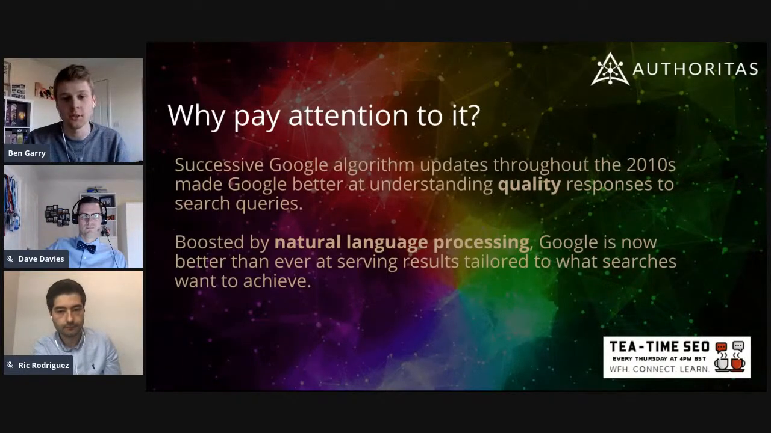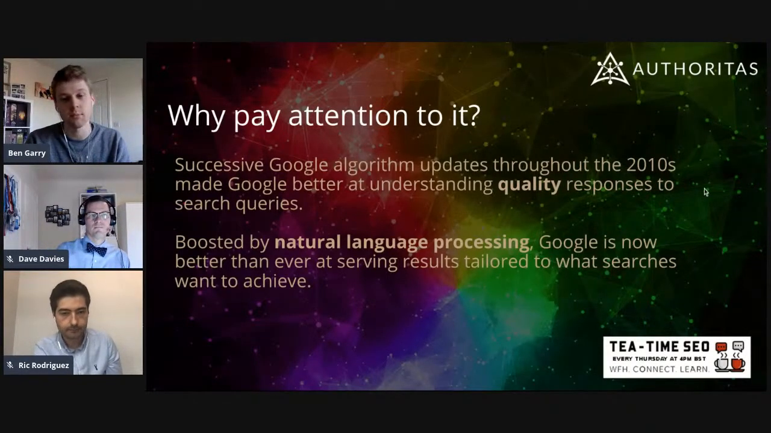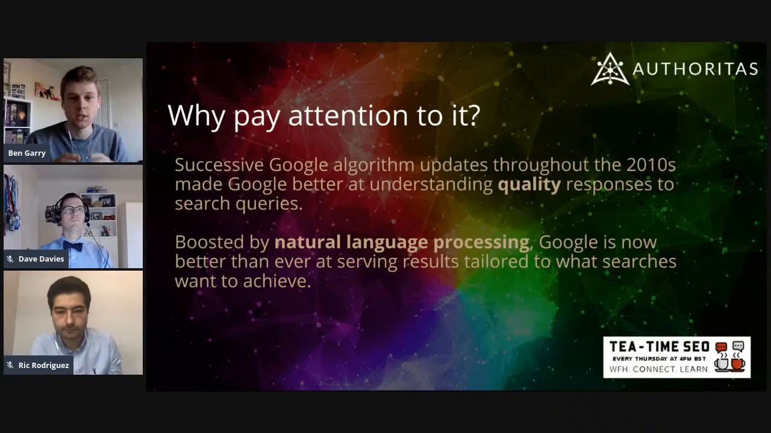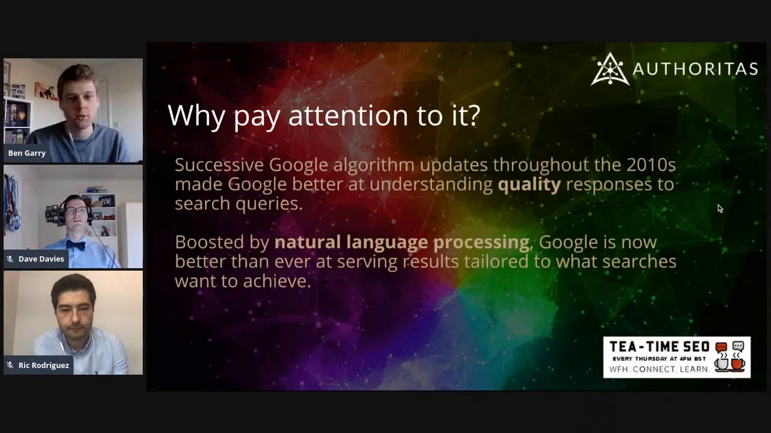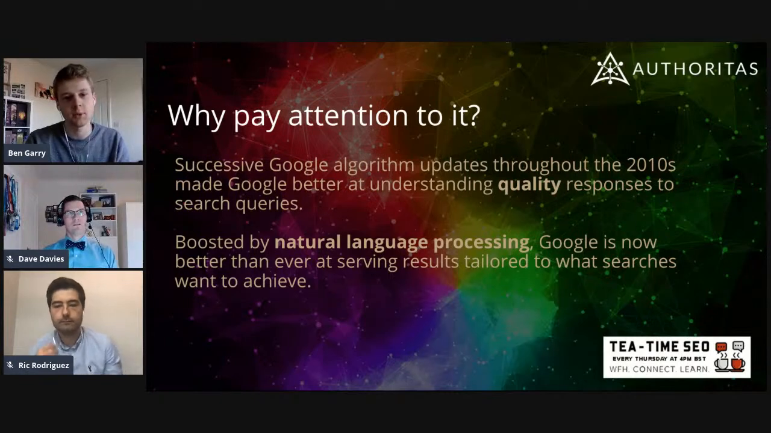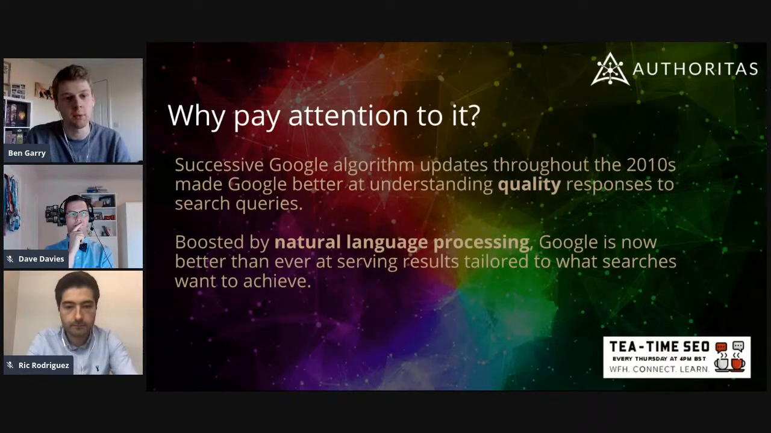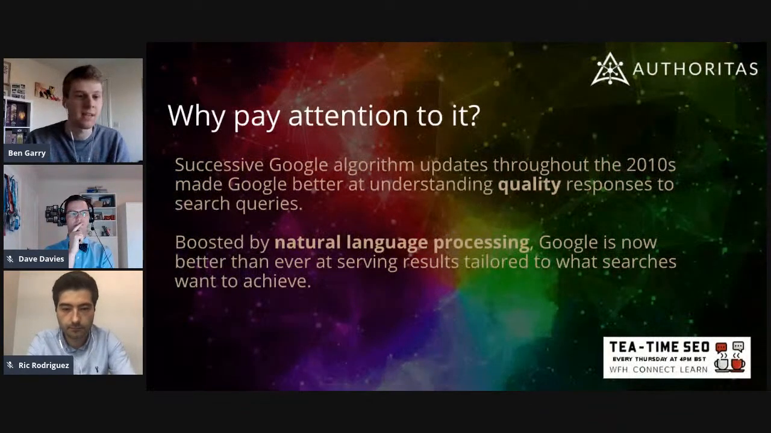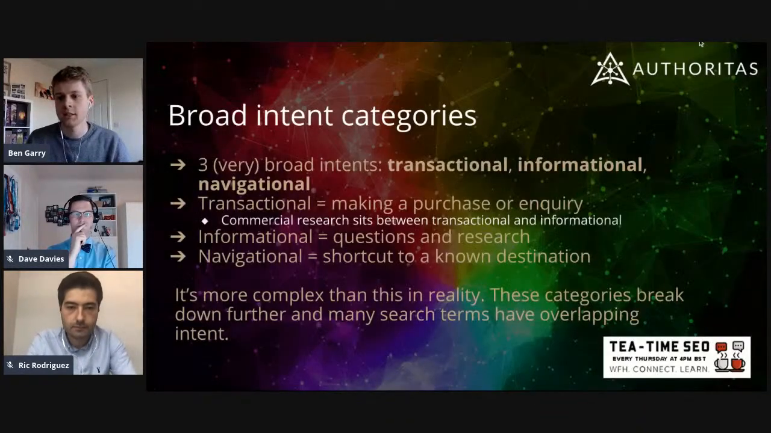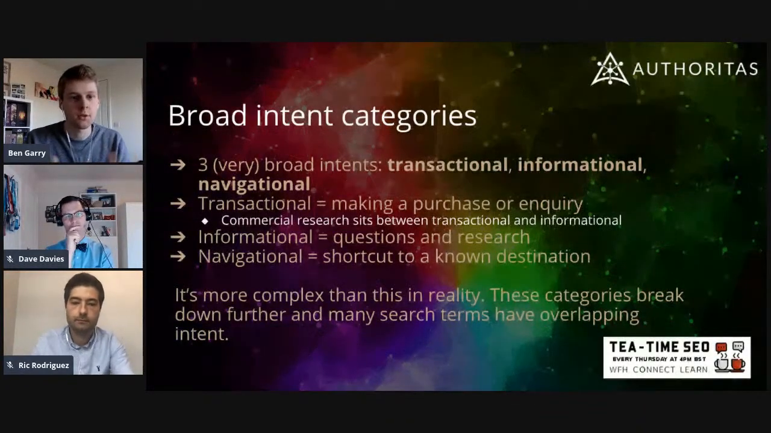And to focus on Google for just a second, this is something that's been really important to them throughout the 2010s. They've been trying to get better at understanding quality responses to search queries. Now we're here in 2020, there's all sorts of natural language processing and incredibly clever stuff going on behind the scenes to make sure that in Google, we're now seeing exactly what we want to see when we make a search, and we're as happy as we can possibly be when we leave that. And as brands, as marketers, we need to get in on that if we're going to have any kind of success in Google search.